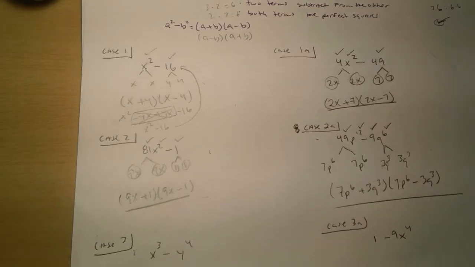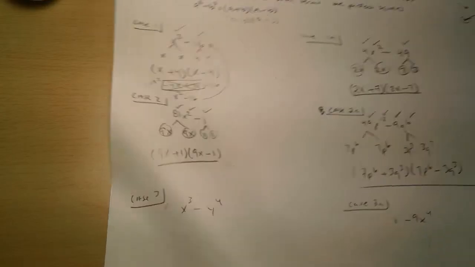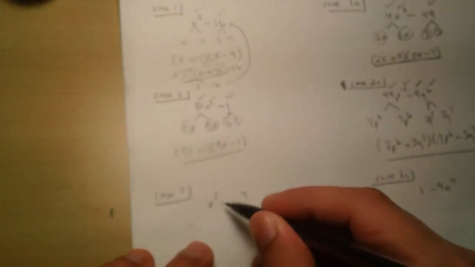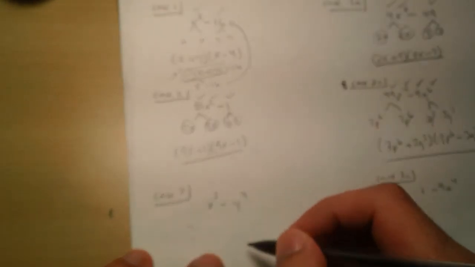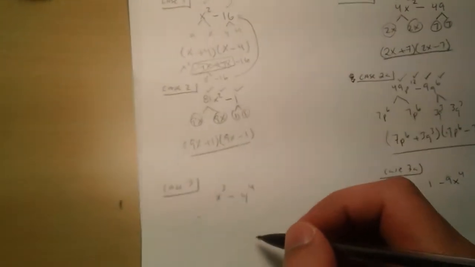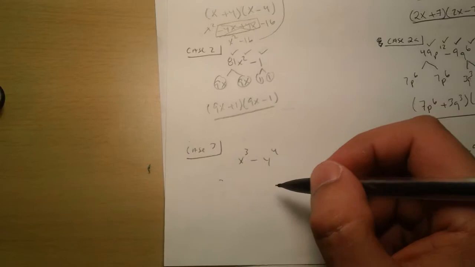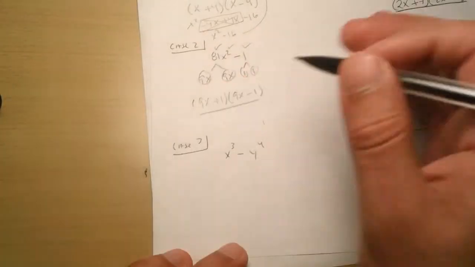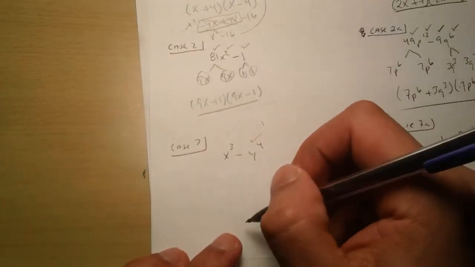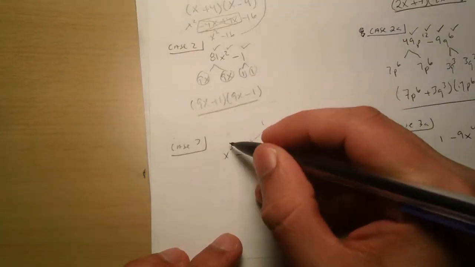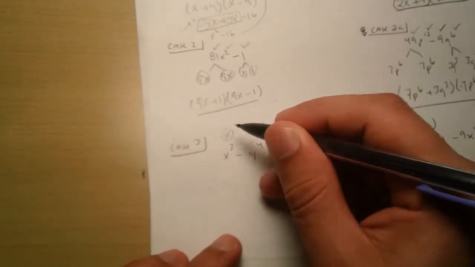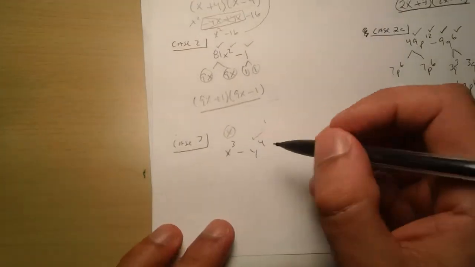Okay, now our next case, we have x cubed minus y to the power of 4. Now, is y to the power of 4 a perfect square? Yes. Is x to the power of 3 a perfect square? No, it's not. Okay, so South Park face. So it's not a perfect square.